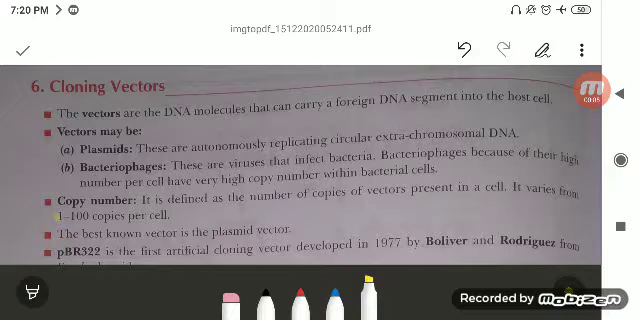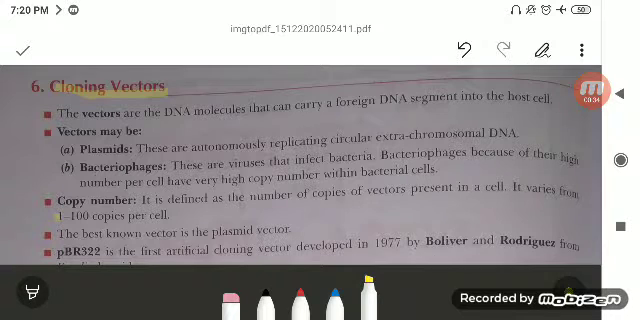Today we are going to continue with our chapter Biotechnology, its principle and processes. In our previous sessions we discussed the construction of recombinant DNA and we started with the tools for biotechnology, in which we discussed restriction enzymes and gel electrophoresis. Today we are going to discuss a very important tool, that is cloning vectors.